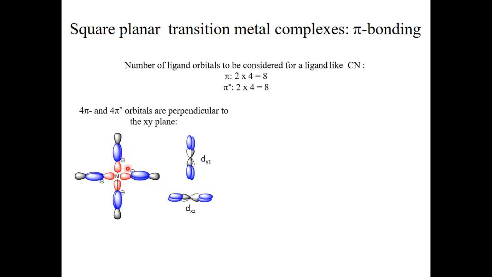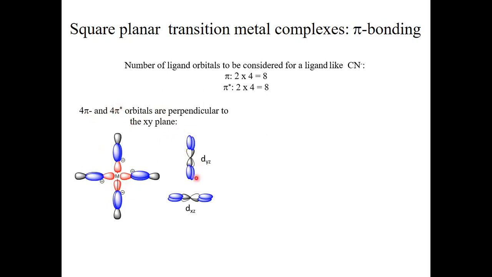You see here our 4 ligands that approach the metal in a square planar fashion, and you see here the lobes of the pi orbitals that lie above and below the plane respectively. So we have 1 for each ligand, that gives overall 4 bonding pi orbitals that are perpendicular to the xy plane, and then there are also, of course, 4 pi star orbitals that are perpendicular to the xy plane.